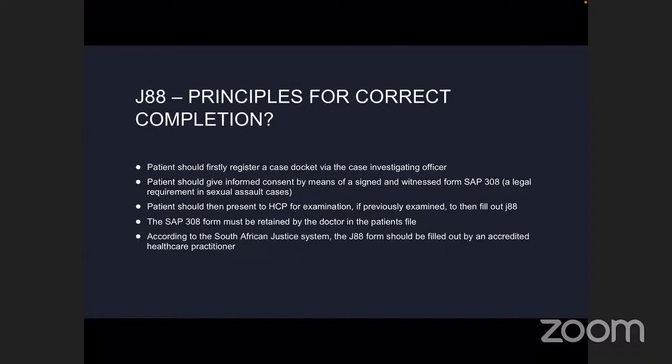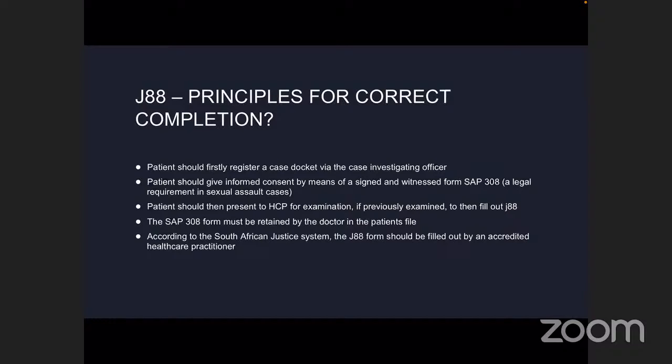So next, we're just going to talk about some principles for the correct completion of a J88 form. The patient should firstly register a case docket via the case investigating officer at their police station. And the patient should give informed consent by means of a signed and witnessed Form SAP 308, which is a legal requirement in sexual assault cases, and you would not be able to complete a J88 form in a sexual assault case if the SAP 308 form is not present or attached to the J88.